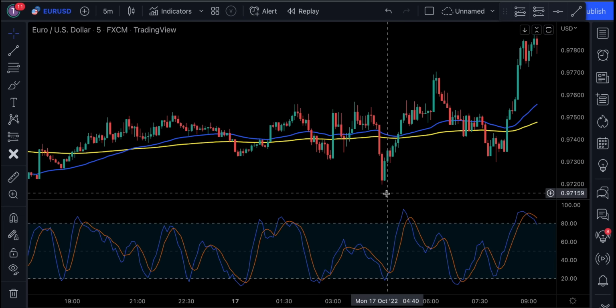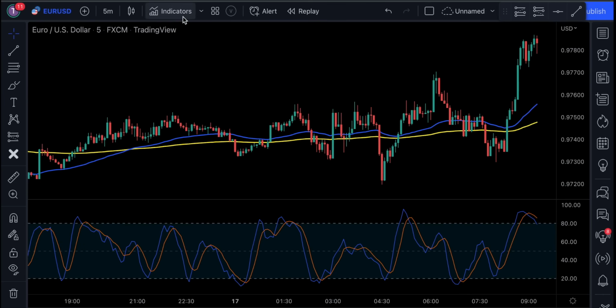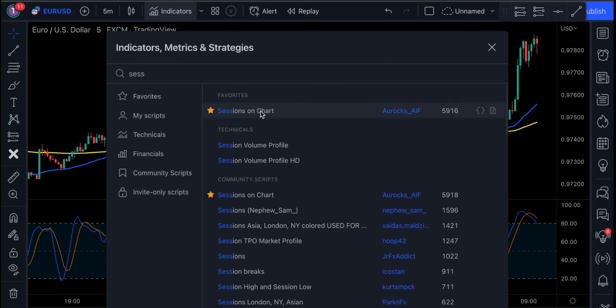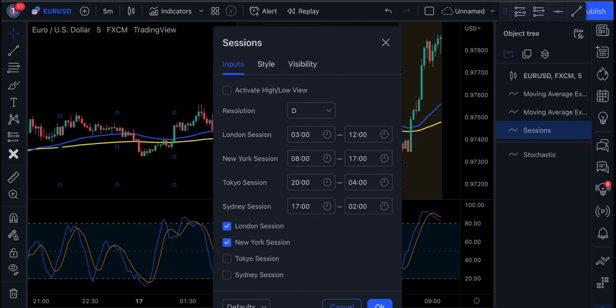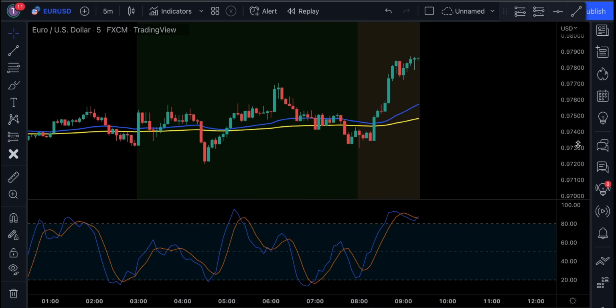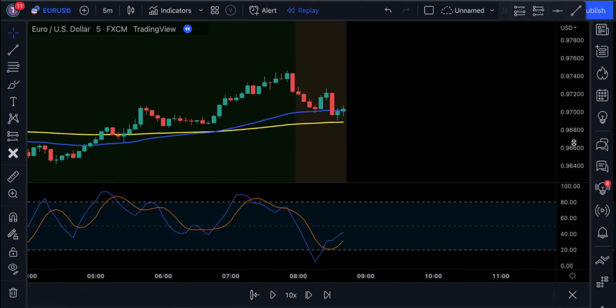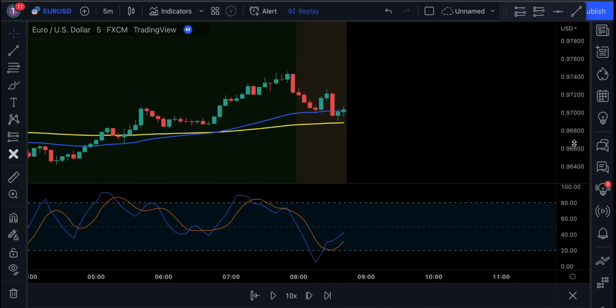And for our last indicator, let's search for sessions on the chart. In the input section, let's disable the Tokyo session. Okay, the strategy is complete, now let's get into the trading rules. So the rules for entering a long position are as follows.